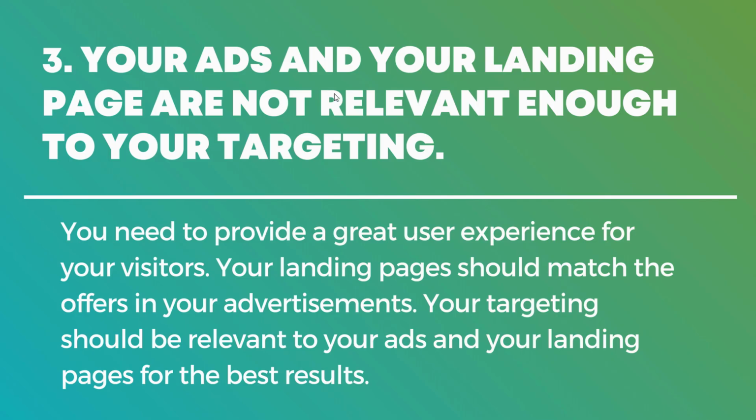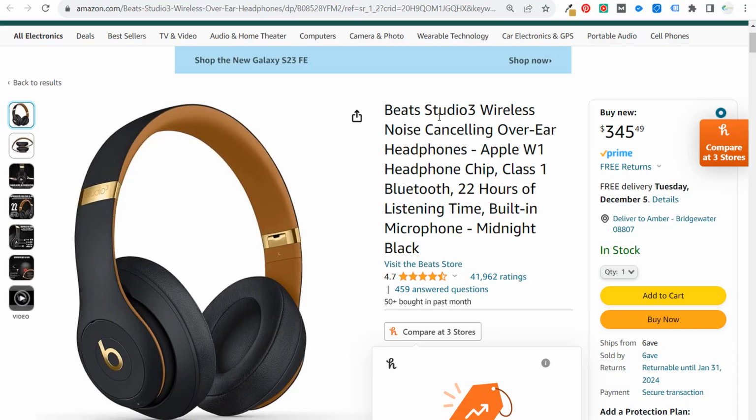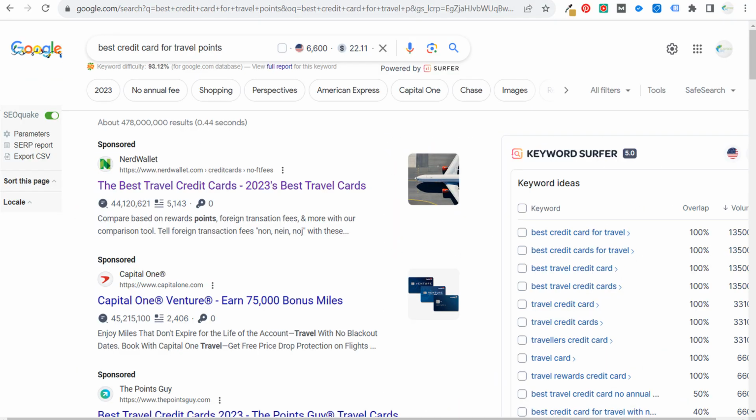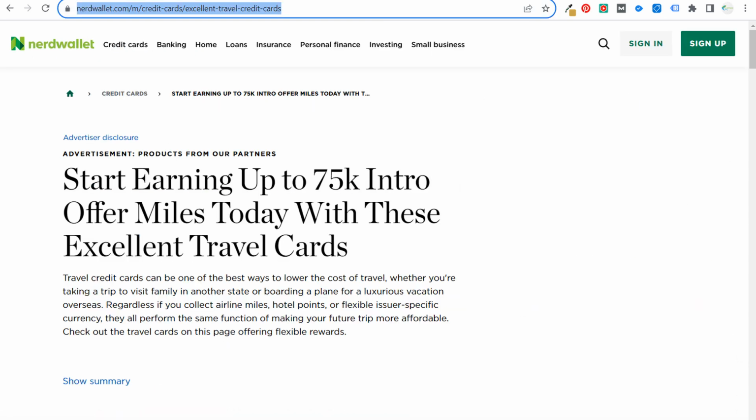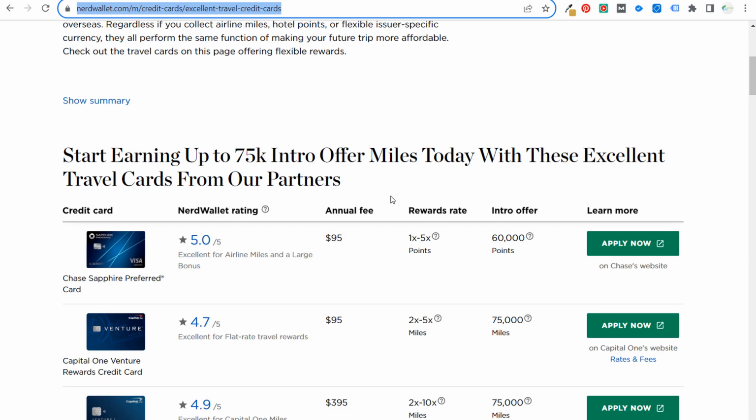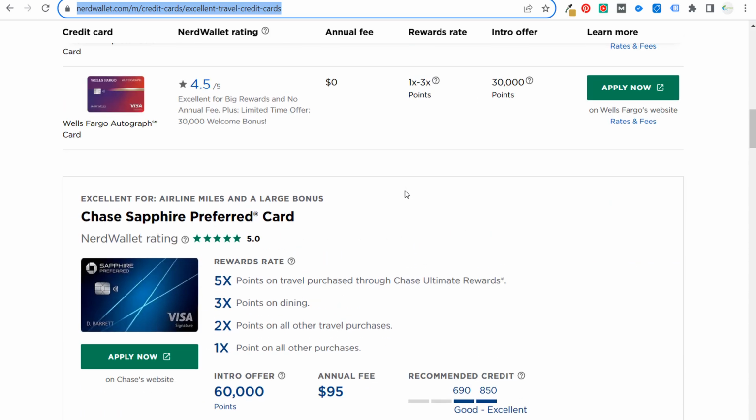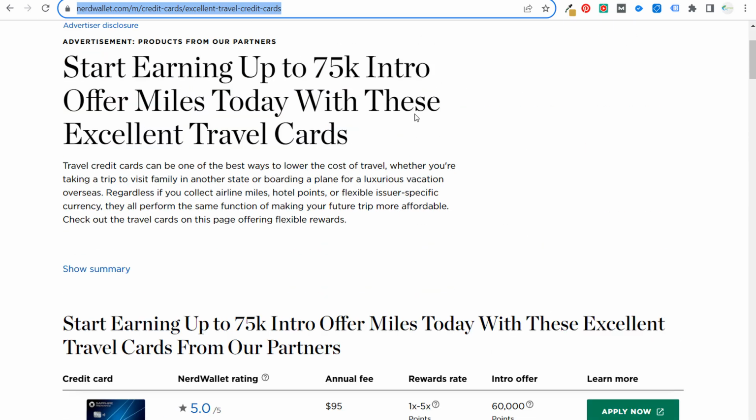Now, coming back to number 3, ads and landing page not relevant enough to your targeting. This is one of the most important things when I'm setting up campaigns, and NerdWallet does a really great job of this. If you search best credit cards for travel points, and we look at best travel credit cards, 2023's best travel credit cards. Okay, we go to their website: start earning up to 75K intro offer miles today with these excellent travel cards. Okay, great advertisement. If we scroll down here, really good user experience that matches exactly what I'm looking for.